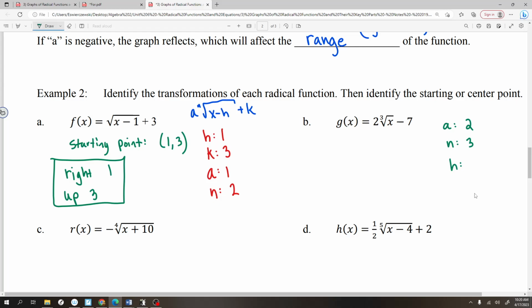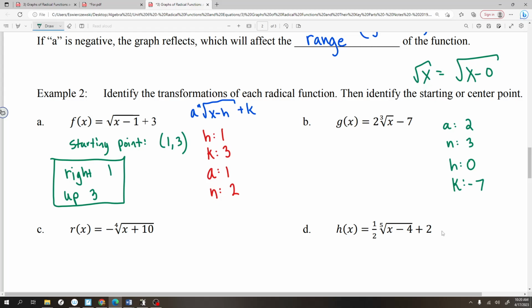0. H is 0 because think about it like this. This is the same thing as this. Right? Because subtracting nothing, you don't need it. What is K? Great question, Cheyenne. What do you think? Close. Yes, -7, that is correct.